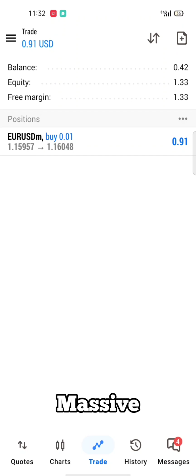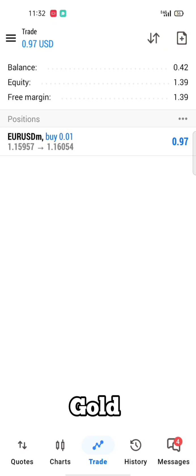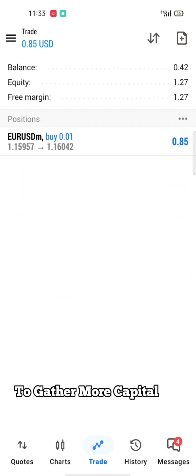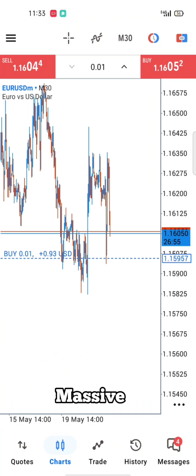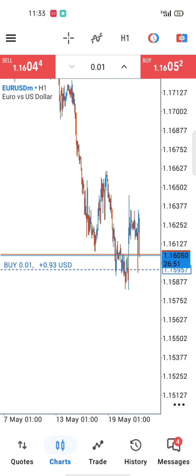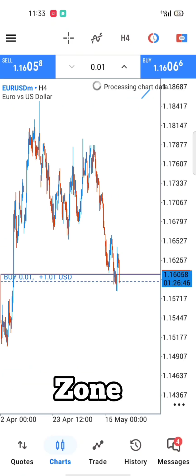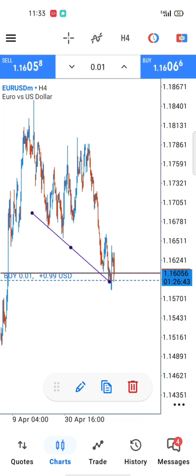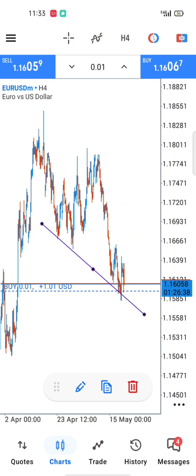If you watch, we took a buy trade on EUR/USD because we cannot trade gold, so we have to trade EUR/USD because it allows us to take this trade now to gather more capital before we take our overall trades, entering trades on gold to something very massive. So currently, you can see that we did the analysis at this very point. We analyzed this trade from this overall zone. We mapped out that this trade is going to buy from this very region. So that's why we took this trade.